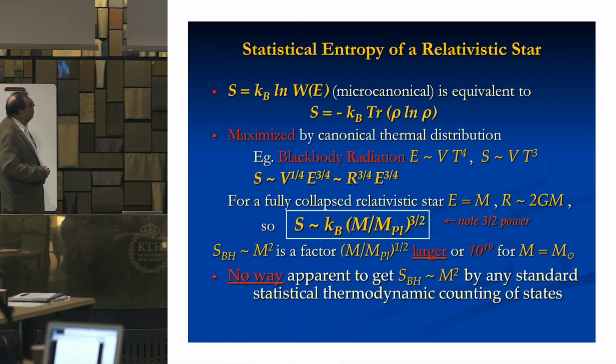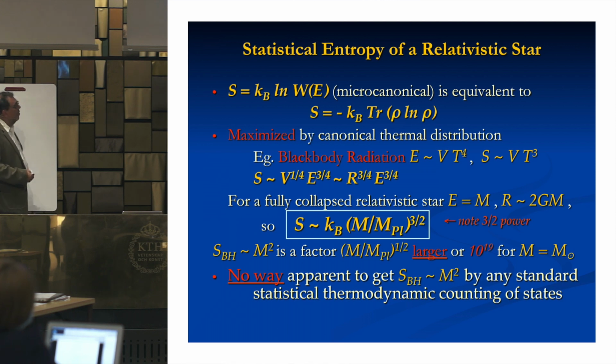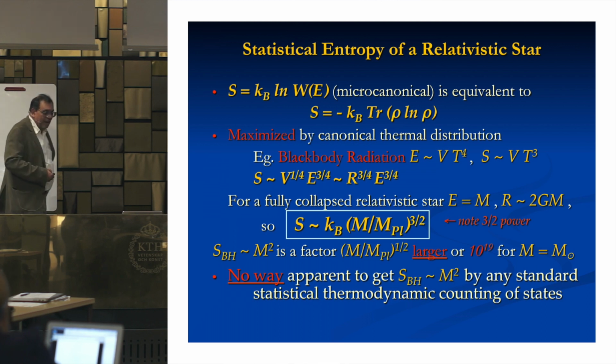The Bekenstein-Hawking formula goes like M squared. Again, it's M over M Planck, square root, that's the difference between these two. And this is a factor of about 10 to the 19 for a solar mass object. So somehow one is supposed to count up the number of states and get the logarithm of the number of states to be 10 to the 19 bigger than what you would get by a naive back-of-the-envelope calculation. Granted, this is naive, but it shows you how far you have to go.